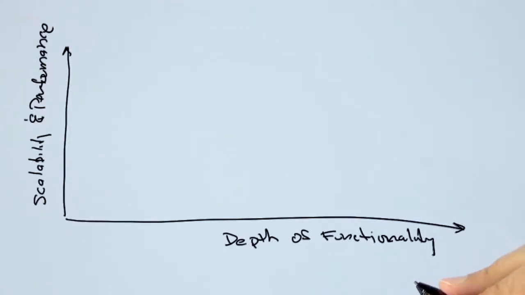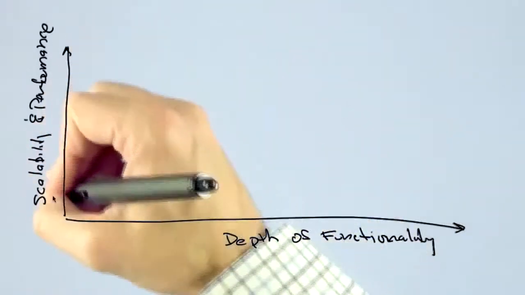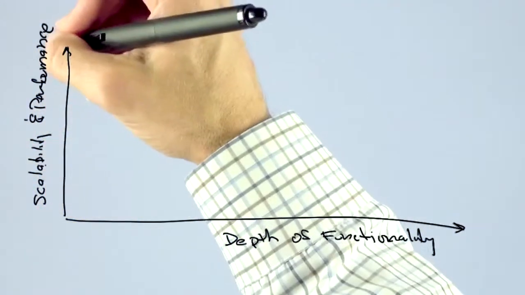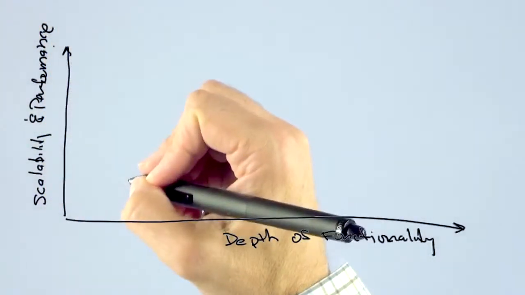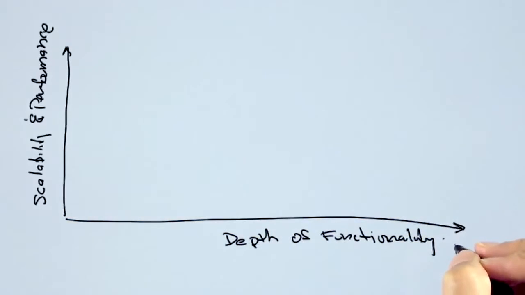Okay, so where does MongoDB fit in the world? If you think about databases and data stores in general, you can think about these two axes. One of them being the scalability and performance that is offered by the database, more being better, and the other being the depth of functionality that the database offers.